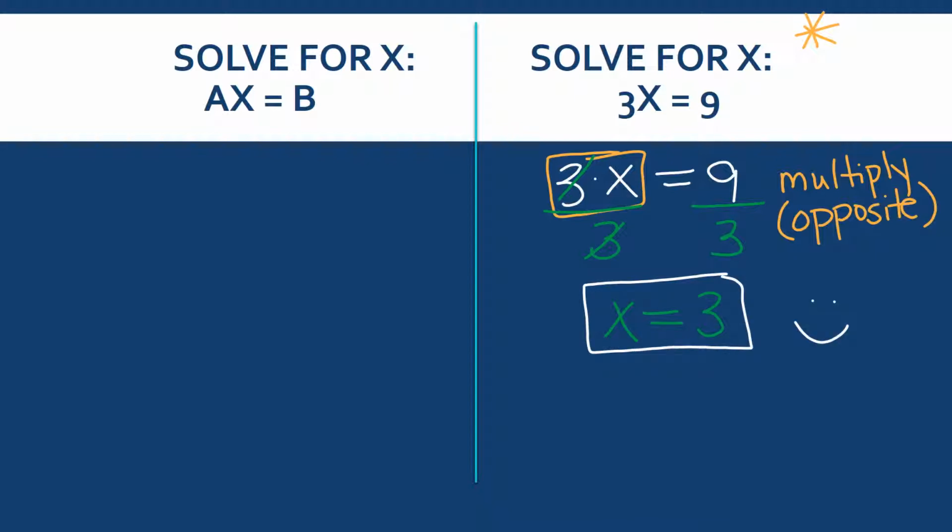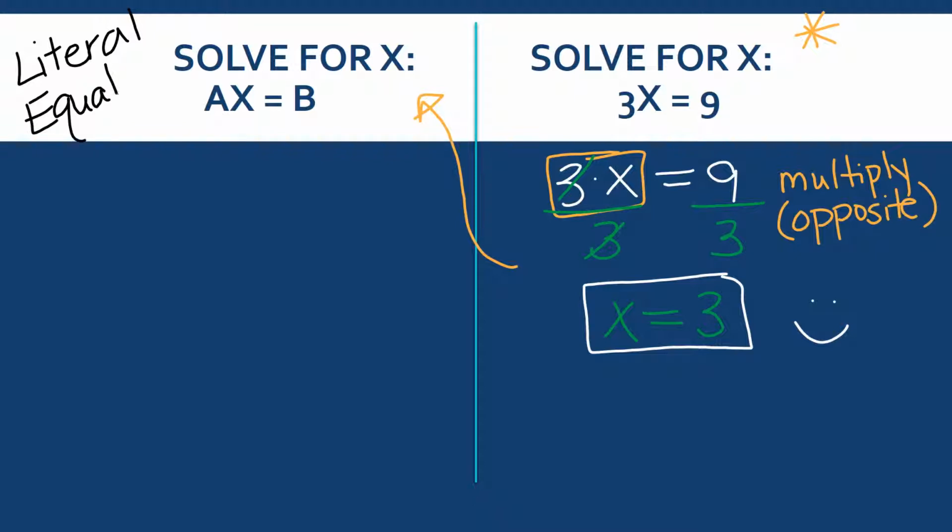Now let's use the exact same steps, the same way we solved that one, to do this next question, which is considered our literal equation. Remember, a literal equation pretty much just has more than one variable, and we're trying to solve for one of them.